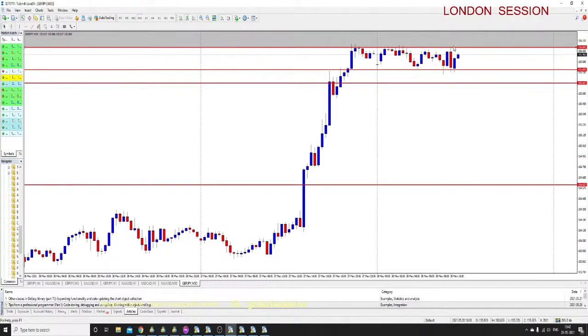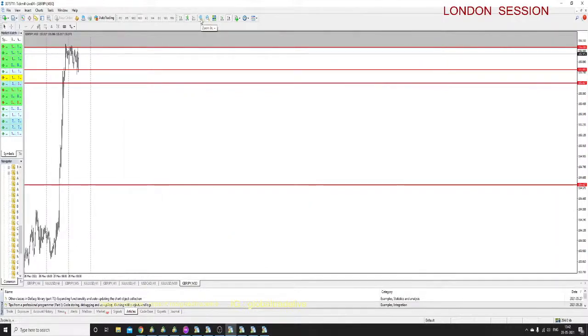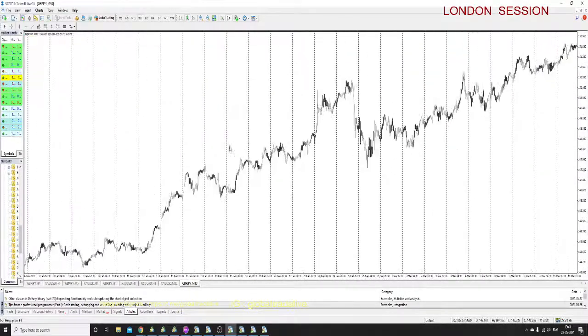Okay, so in the 30 minutes, let's adjust these levels. Look, no candle has closed below the 155.805 level, and no candle has closed above 156.038. So if we go to the left, let's see what we see.